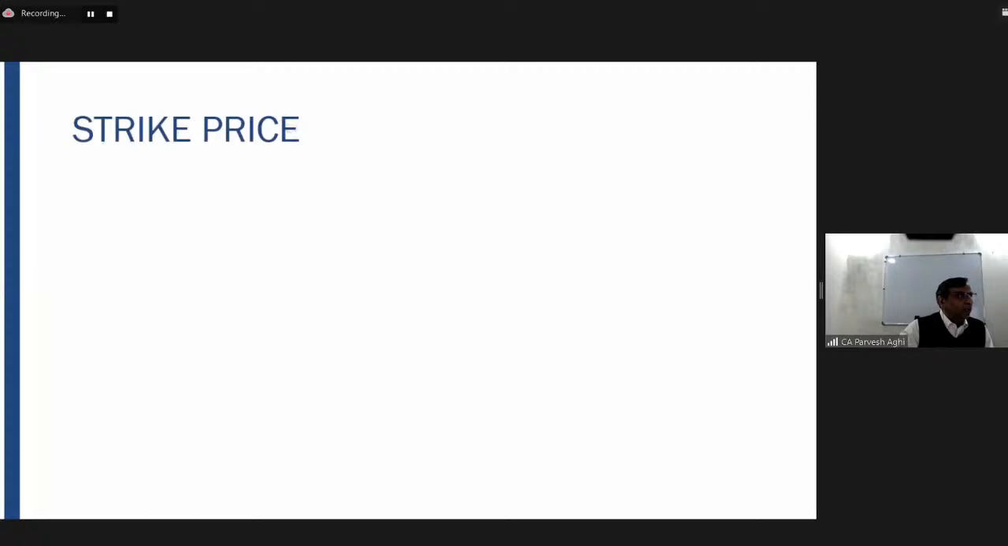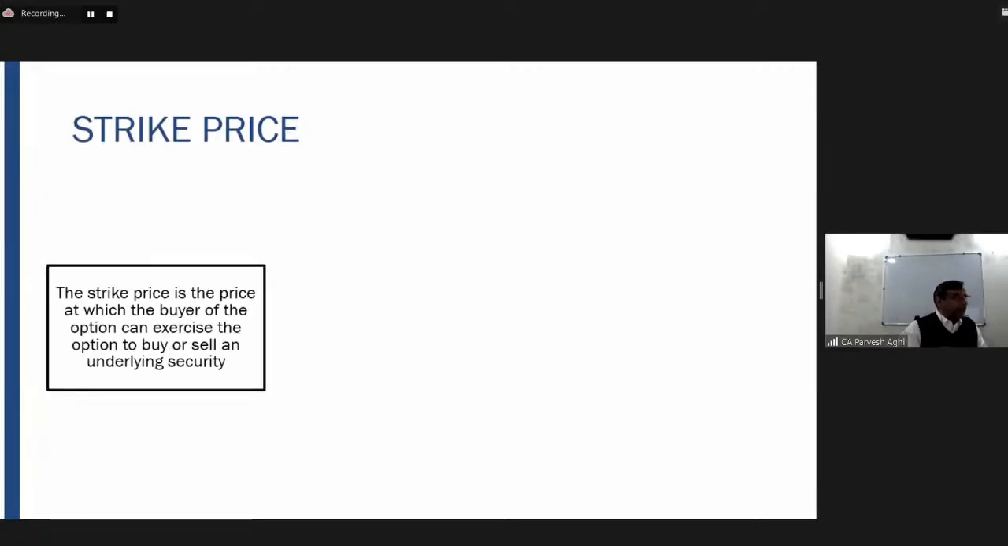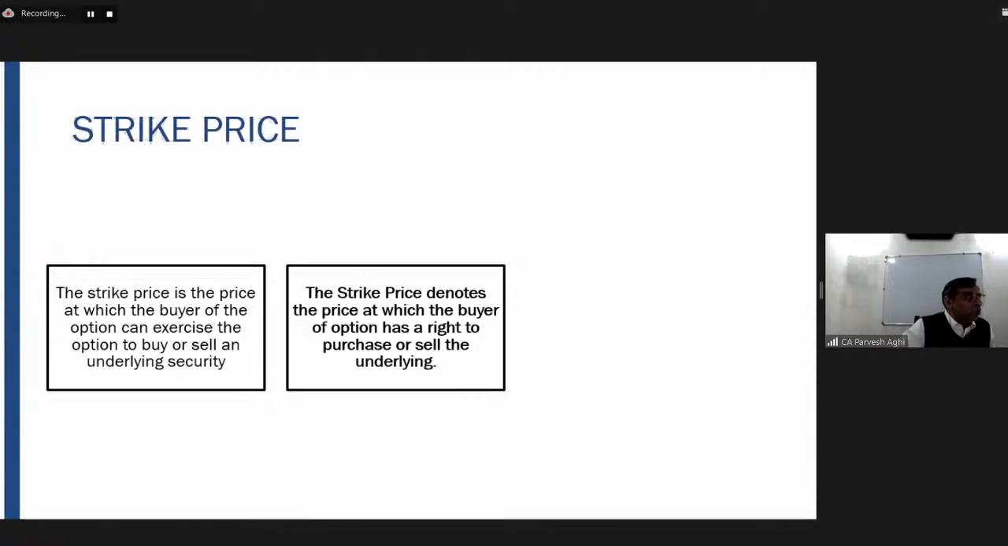Let's understand one by one what the strike price is. The strike price is the price at which the buyer of the option can exercise the option to buy or sell an underlying security. It is the price which you choose out of the many options given by the stock exchange. The strike price denotes the price at which the buyer of the option has the right to purchase or sell the underlying.